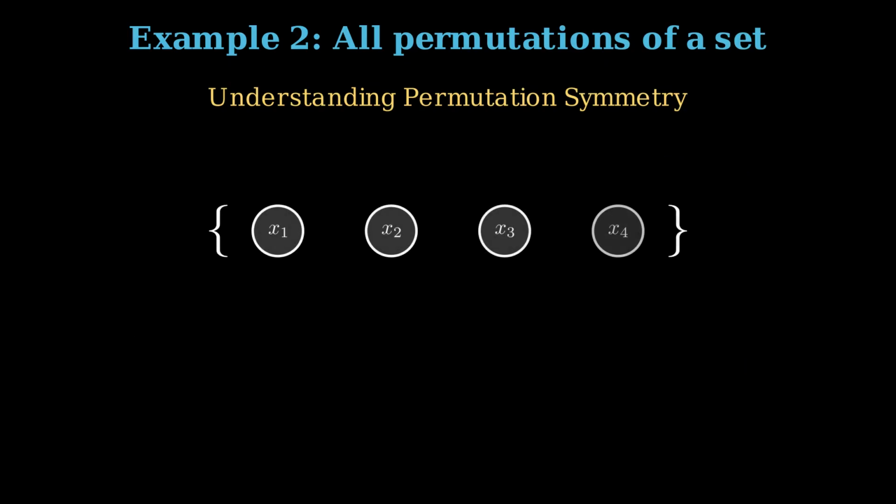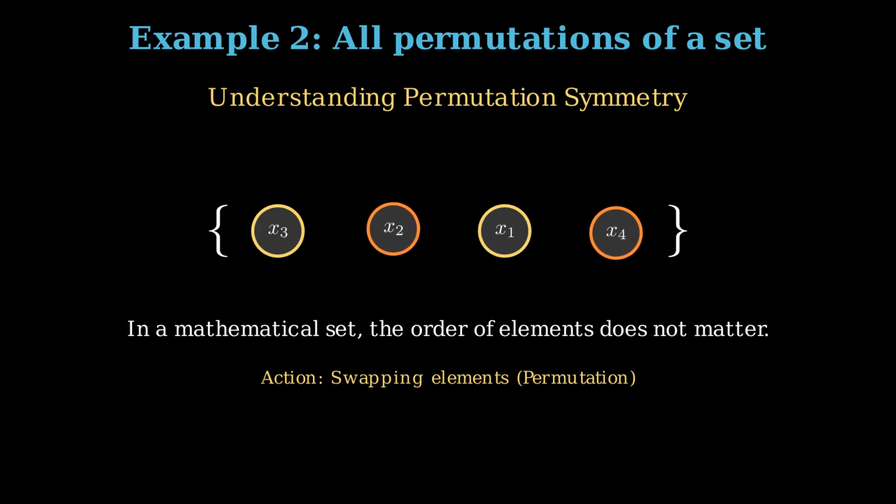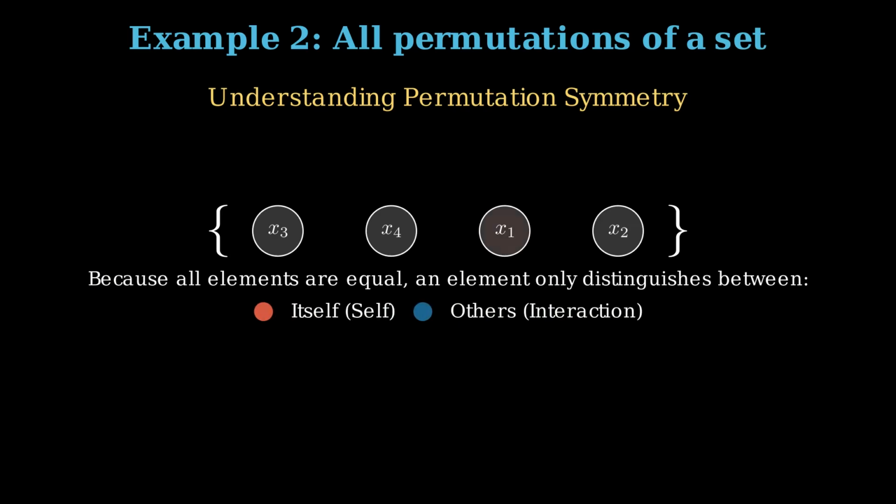In mathematics, a collection like this is called a set. And a fundamental property of a set is that the order of its elements does not matter. If we perform a permutation, for example, swapping the first and third elements, or swapping the second and fourth elements, the structural meaning of the set is perfectly preserved. Because all elements in a set are structurally equal, an element can only distinguish between two things: itself, and all the other elements interacting with it.